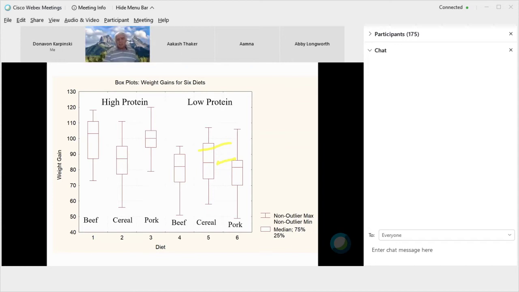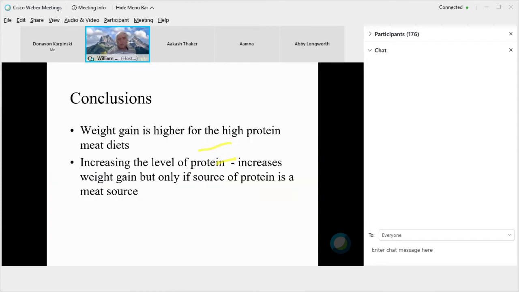What you see is, for the three low protein diets, the weight gain is smaller than the high protein meat diets, but it doesn't look that much different from the high protein cereal diet. So from that graph, you can probably see that weight gain is higher for the high protein meat diets. Increasing the level of protein increases weight gain, but only if the source of protein is a meat source.